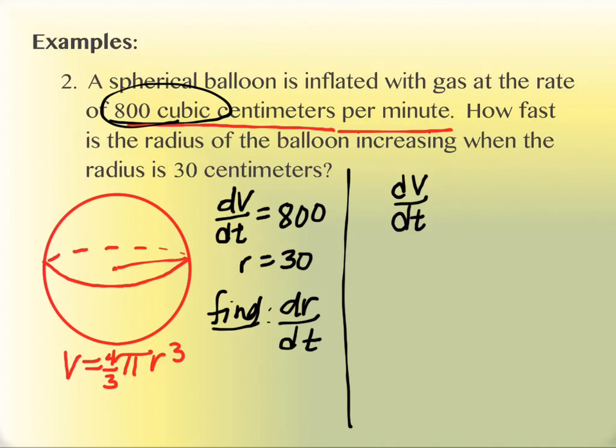All right, so the 4/3 is going to stay. What's going to happen to the pi r cubed? What are we going to get? 3r squared dr. Okay, so I'm going to have the 4/3, I'm going to have the pi, and then the r cubed is going to become 3r squared.